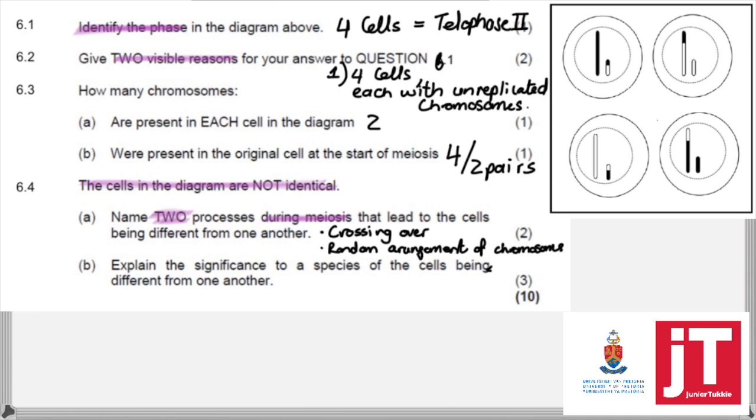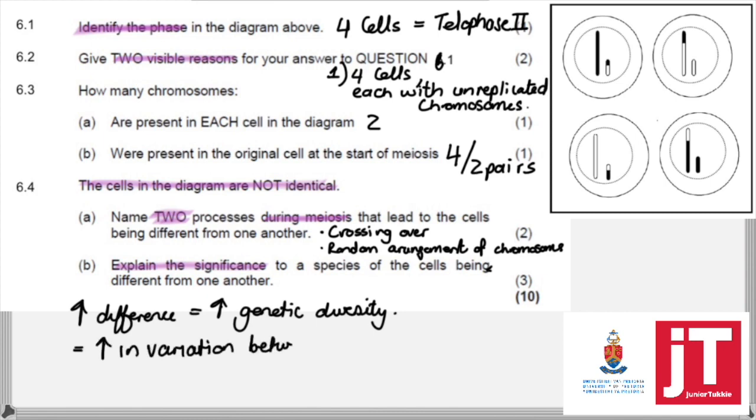6.4b, explain the significance to a species of the cells being different from one another. If these are gametes and each of the gametes is unique, it means after fertilization I'm going to end up with increased genetic diversity in my offspring. That is a very important point to make mention of, because that's going to increase variation between the individuals that are born, in those offspring, and that gives the species.